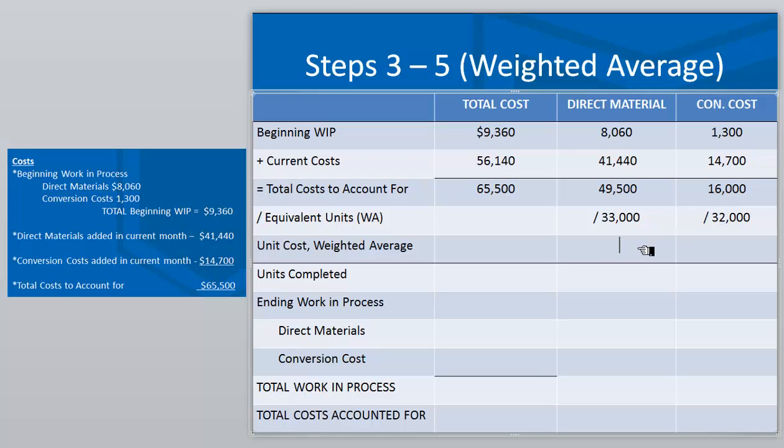I get a unit cost weighted average for direct material of $1.50 per unit and 50 cents per unit for conversion cost, for a total of $2. Okay? So that's step 3 and step 4. Step 5 says apply that per unit cost to our ending inventory. So we completed 31,000 units according to the problem. So I'm going to take that $2 per unit total cost and multiply it by 31,000, and I get 62,000.